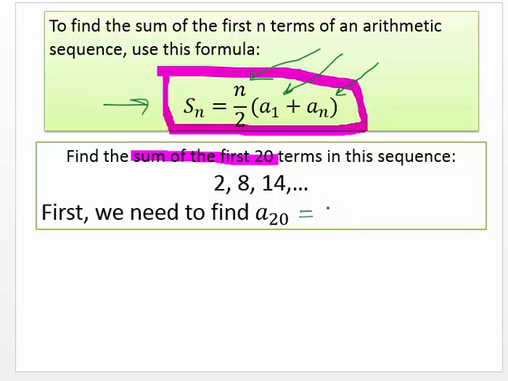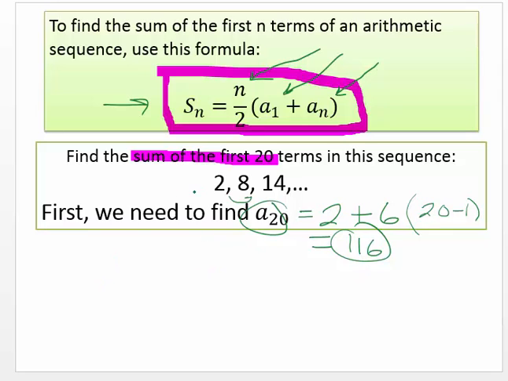A sub 20, remember how to do this? We take our first term, we add it to the common difference, which in this case is 6. We're adding 6 each time in this arithmetic sequence, times n minus 1, and we're looking for our 20th term, so that's 20 minus 1. Well, when you take 2 plus 6 times 19, that gives us 116. Now, I want to make sure you understand, all that tells us is our 20th term is 116.